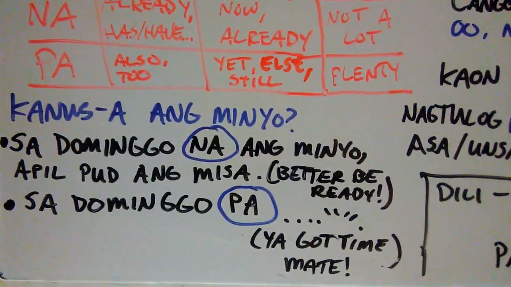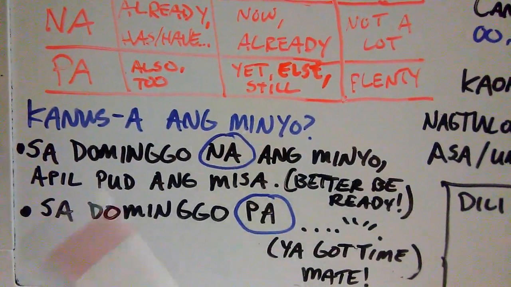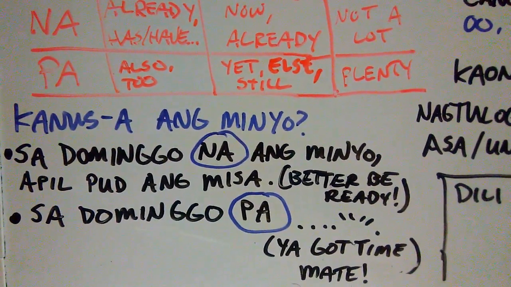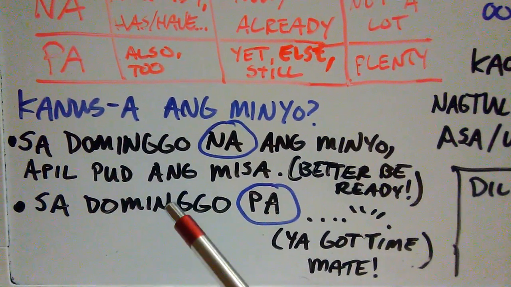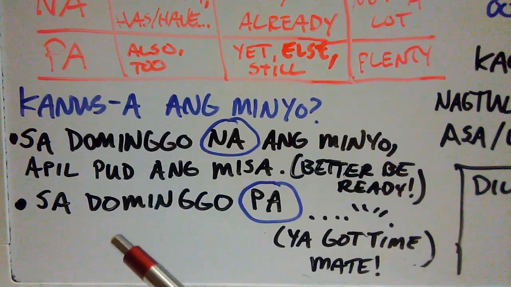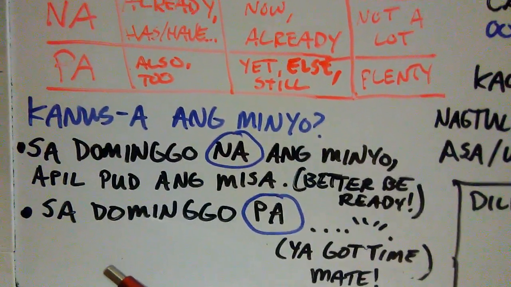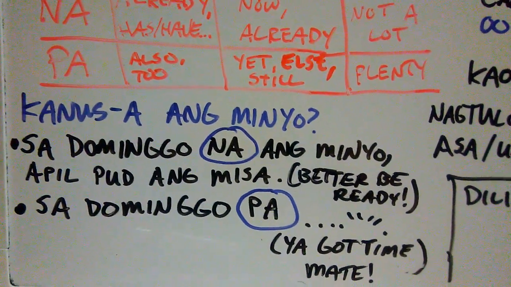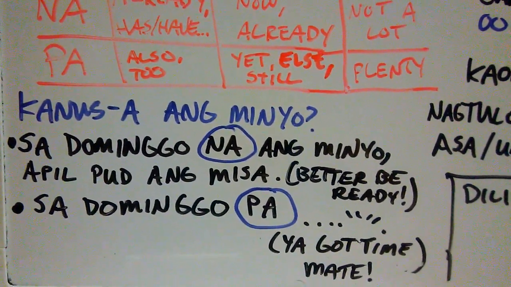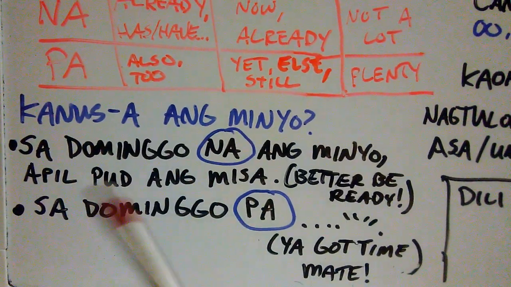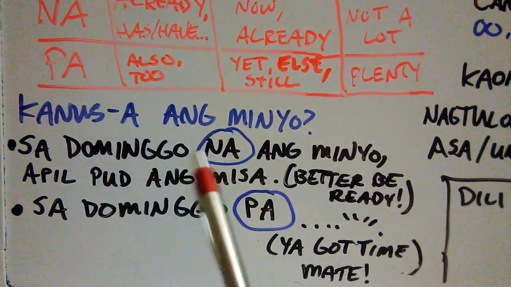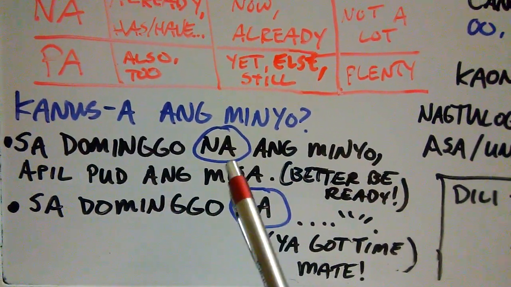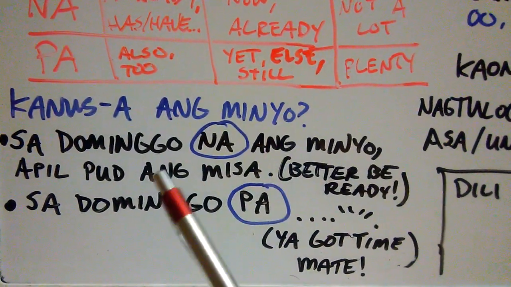So follow along. Kanusa ang minyo? The two answers with na or pa can go something like this. If it's a na answer: Sa Domingo na ang minyo, apil po ng misa. Uh-oh, you better get ready because there's not a lot of time left. Kanusa ang minyo? Ay, sa Domingo na ang minyo, apil po ng misa. This person is saying, oh, it's coming soon, this Sunday. You better get ready because it's coming soon.